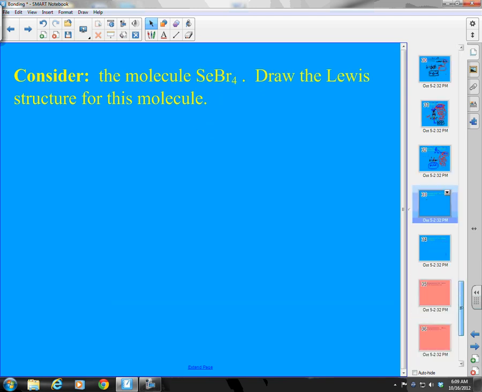All right, farther, farther, farther. Okay, well, it looks like we only have 2 more to go, and then we'll call timeout here. Selenium tetrabromide. Okay, we know how to do these things, right?